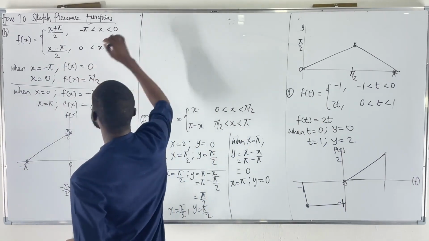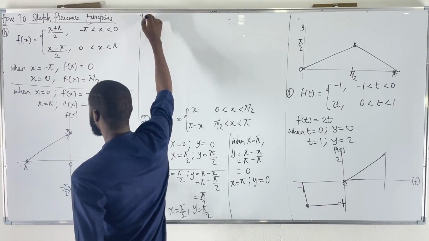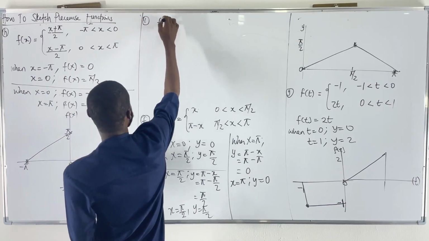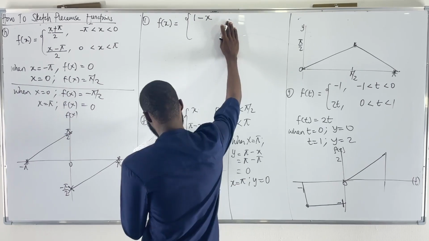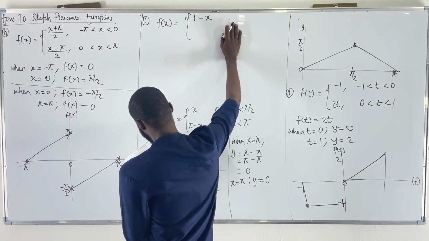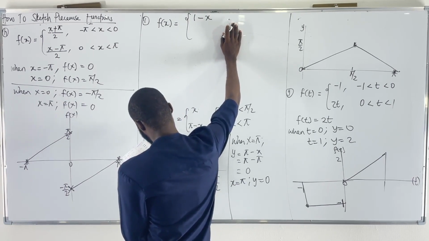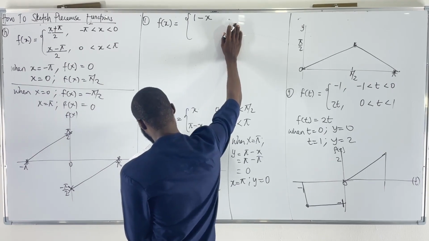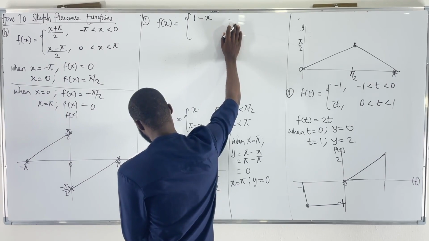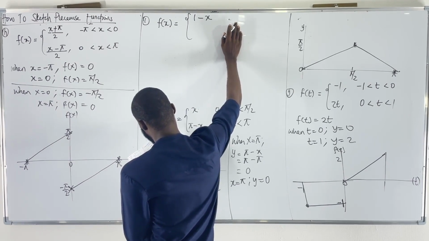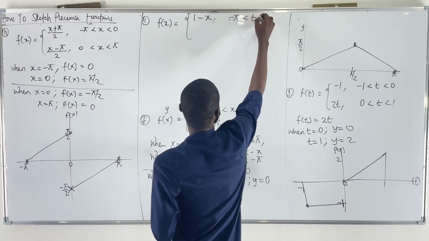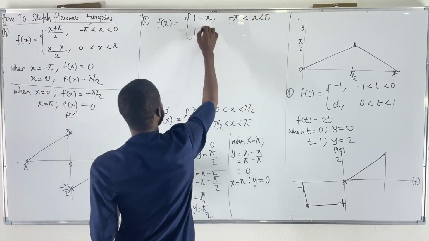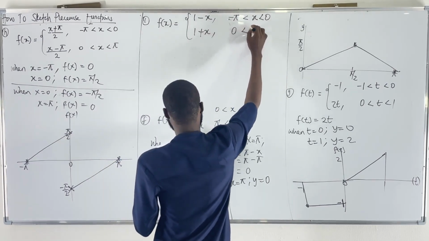The next one, that's h. This is I. So this one says that f of x is equal to 1 minus x, minus pi less than x less than 0, then 1 plus x at 0 less than x less than pi.